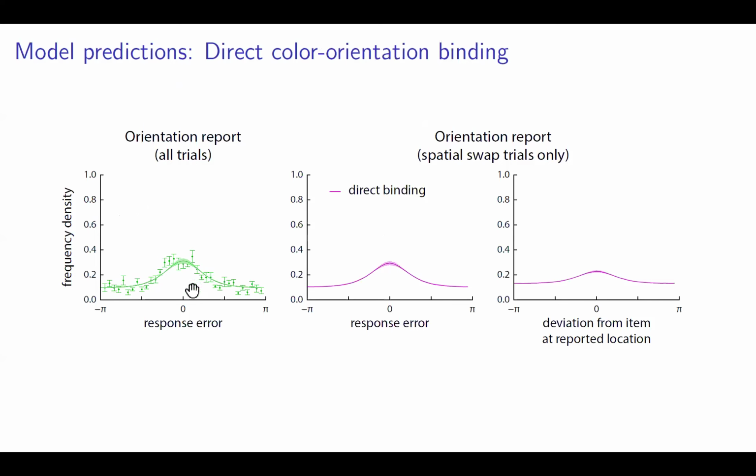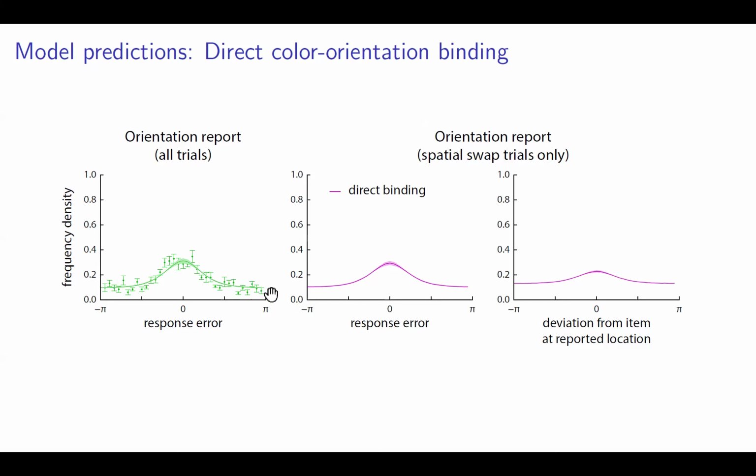That prediction is plotted here. The typical way to present performance in these tasks is to plot the distribution of responses relative to the target value, so the response error is on the x-axis, and 0 at the center would be a perfect response. Minus pi to pi is the range of errors that you can make in this task. All the features are on a circular space, which is why it's minus pi to pi.